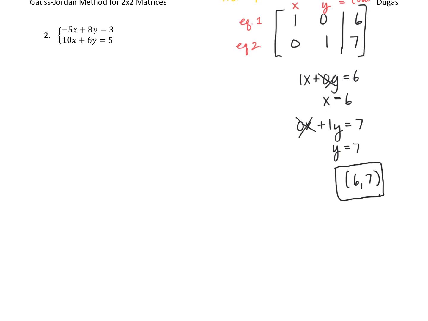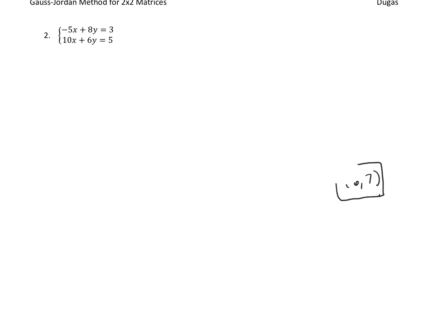Okay, so let's look at number 2. I'm going to erase what we did for number 1 for now so that we have a clean slate. Number 2. So we can see that we have 2 equations. So we will have 2 rows in our matrix. And we can see that they are both in standard form. So we have x first, y second, and then the constant last. So we can write our matrix. So -5, 8, 3, and 10, 6, 5.